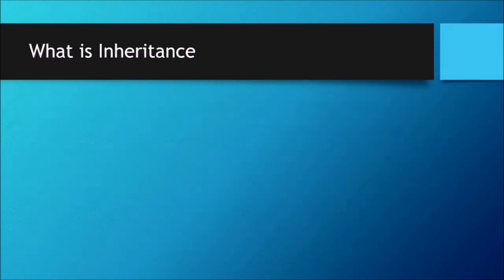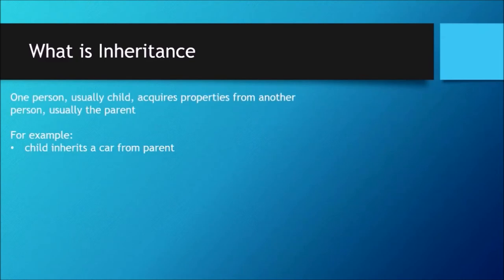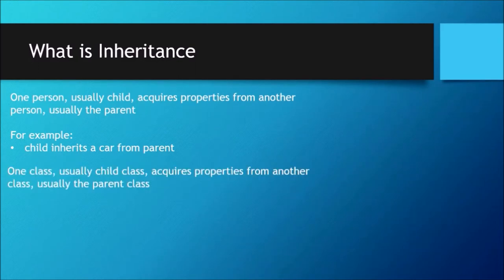Now, what is inheritance? If we look into the real world, inheritance means when one person, usually the child, acquires properties from another person, that's the parent. For example, a child inherits a car from the parent. So we take the same concept and apply it to Java programming. So one class, usually the child class, acquires properties from another class, usually the parent class.